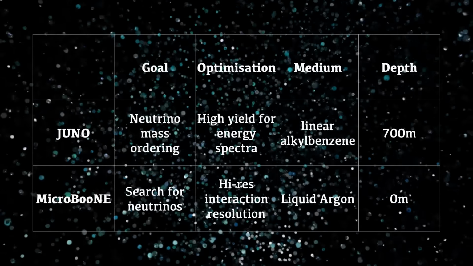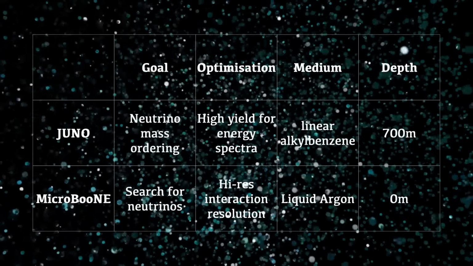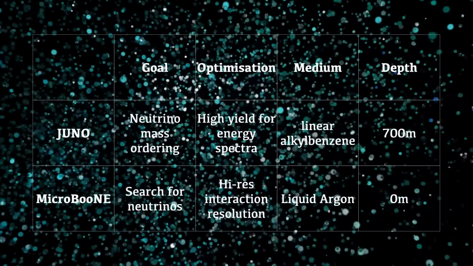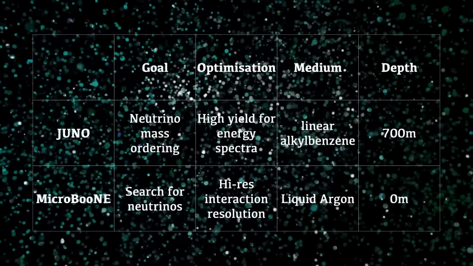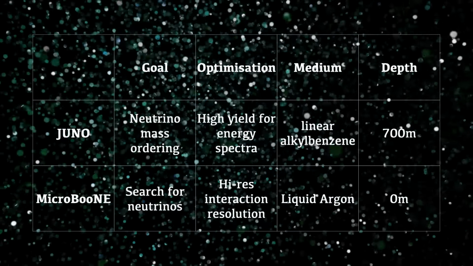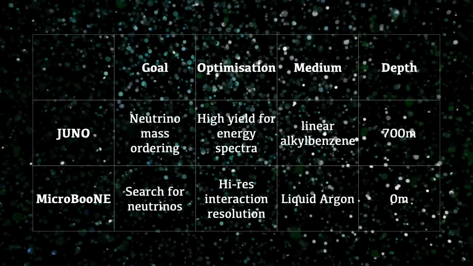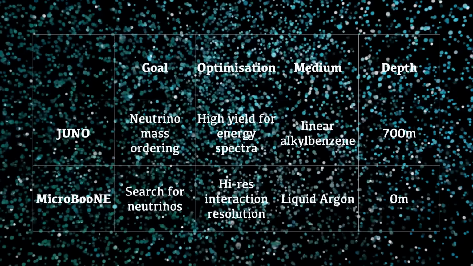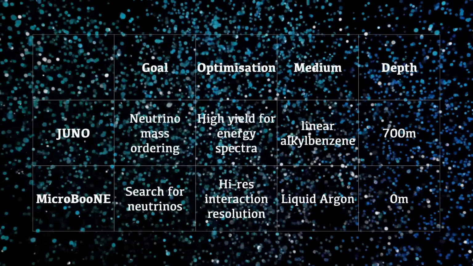However, not all detectors will follow this rule. For example, JUNO sits 700 meters underground to detect very rare reactor antineutrinos with extremely low background. But MicroBooNE, on the other hand, operates at the surface level, and this is because it needs to remain close to the accelerator neutrino beam source.